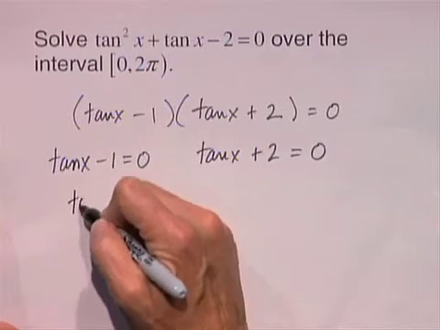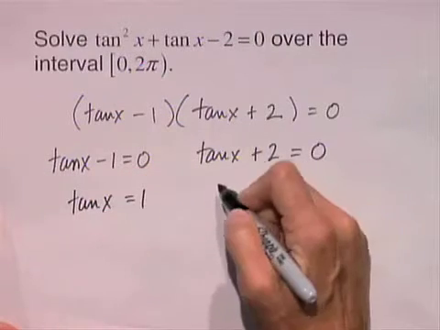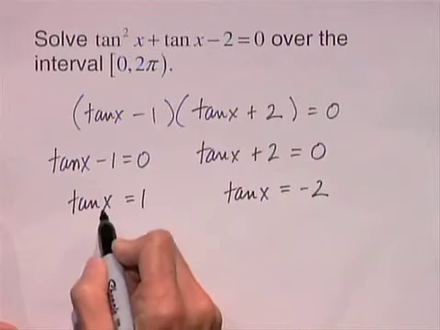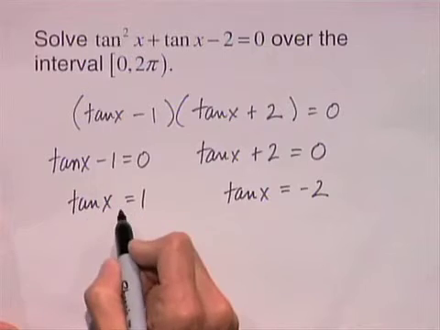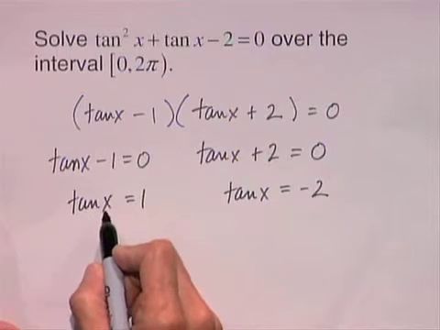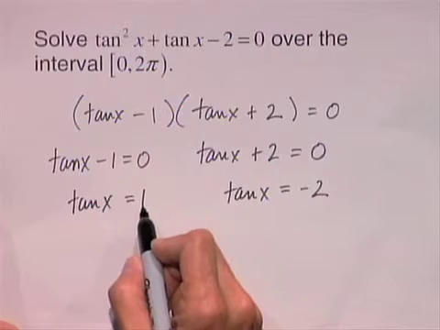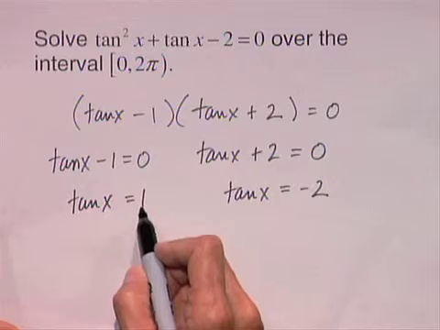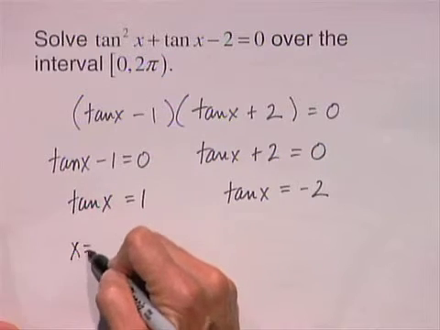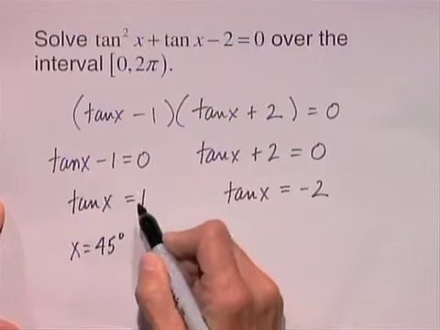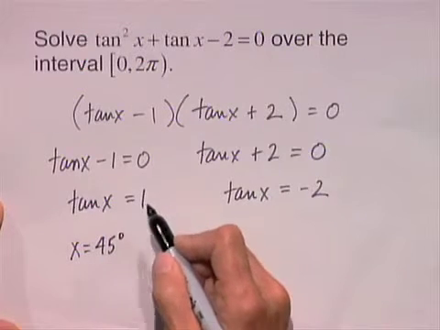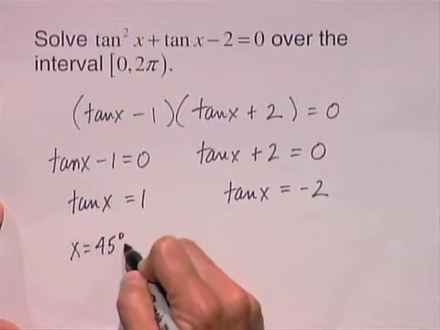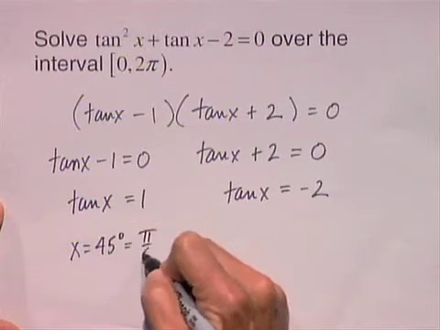And then for each factor, isolate tangent x. So here at the left, I end up with tangent x equals positive 1. At the right, tangent x equals negative 2. I'm looking for all the solutions, working with the piece on the left, for which tangent of x equals positive 1 between 0 and 2 pi. Tangent's positive in quadrant 1 and has value 1 if x is the angle 45 degrees. Tangent's also positive in quadrant 3. I can use 45 degrees as a reference angle into quadrant 3. And actually, I need to answer this in radians, pi over 4.